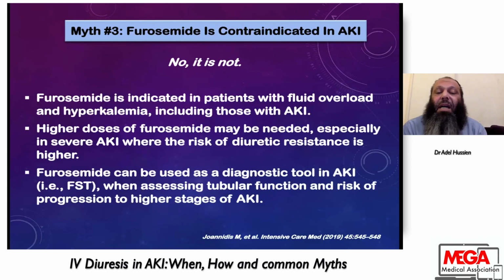Third myth: is furosemide contraindicated in AKI? No, it is not. Furosemide is indicated in patients with volume overload and hyperkalemia, including those patients with AKI. Higher doses of furosemide may be needed, especially in severe AKI, where the risk of diuretic resistance is higher. Furosemide can be used as a diagnostic tool in AKI. What test is this? It is the FST, or furosemide stress test, when assessing tubular function and the risk of progression.